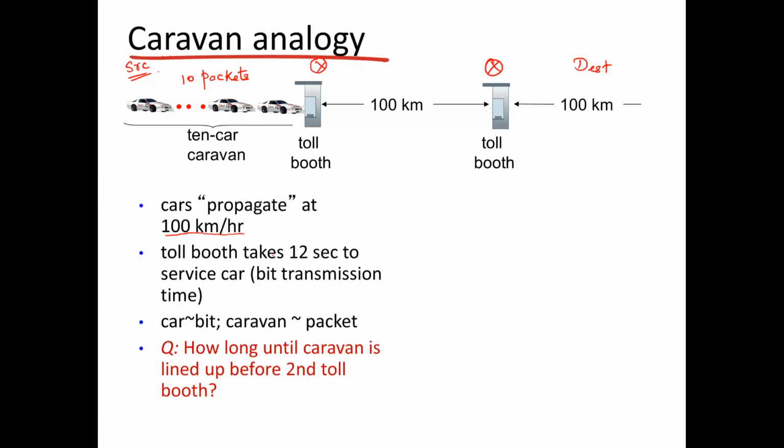And these cars, when they enter the toll booth, they have to be processed. Okay, so here, what type of delay happens here? So the time taken to service a car is given as 12 seconds. So the problem says it takes 12 seconds to service a car, which is equivalent to what type of delay?